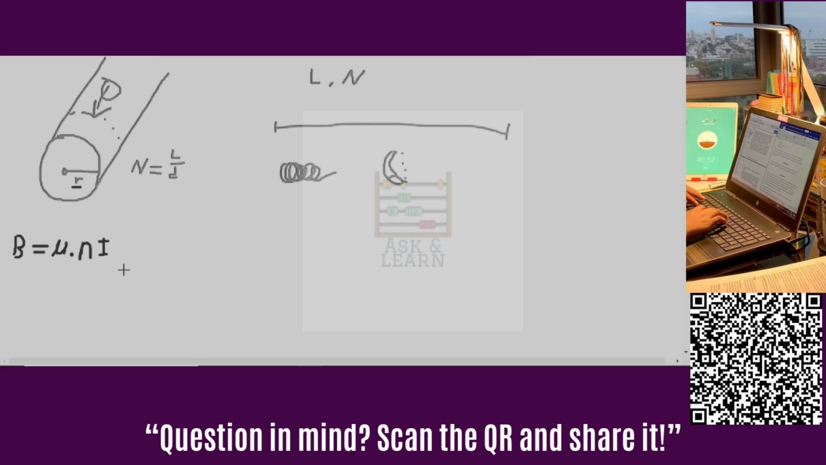The next step here is to break up this little n, because we have this equation here with big N. So let's break up this n. We know that the little n, the number of turns per length, is equal to big N, the number of turns, divided by the length. We already figured out what the number of turns is.